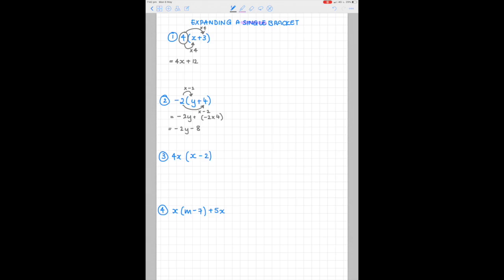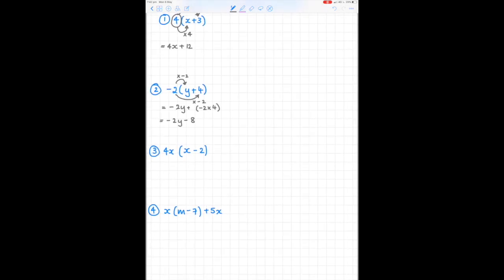And then moving on to the third example, this time I've added the element of a pronumeral to our multiplier. So now we've got 4x times x minus 2. So in this example, I'm going to take 4x and multiply it by the first term, which is x, and then multiply that by the second term, which is negative 2.